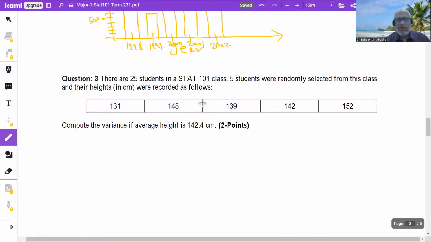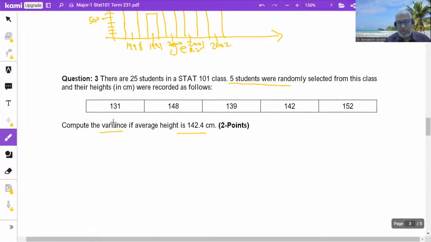There are 25 students in a class. 5 students were randomly selected. So this is a sample. Their heights were recorded. Compute the variance if the average height is 142.4. Well, this is the average of the sample. If you add these 5 numbers and divide by 5, you will find it 142.4.